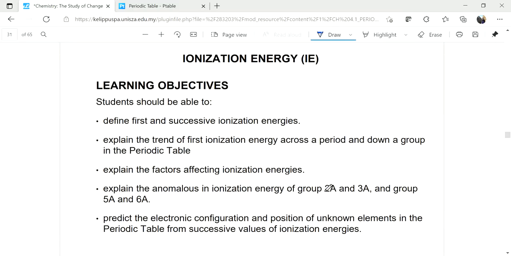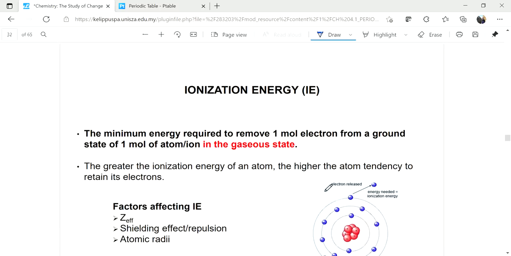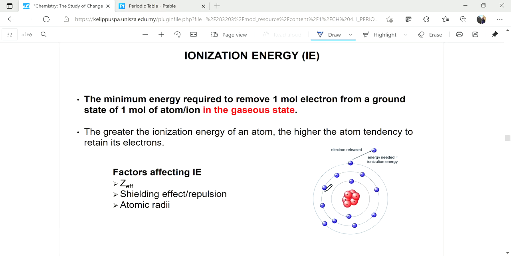Okay, next we go to ionization energy, trend in ionization energy. So first we have to know what is the ionization energy. Ionization energy, the definition is the minimum energy required to remove 1 mole of electron from the ground state in the gaseous state. So minimum ionization energy is the minimum energy required to remove 1 mole of electron from the ground state. Ground state here means the original state of 1 mole atom in the gaseous state.